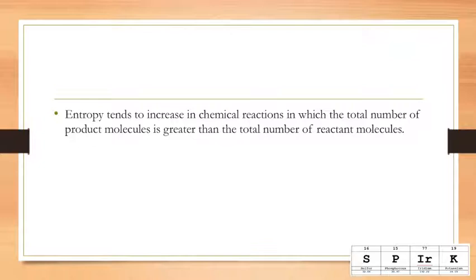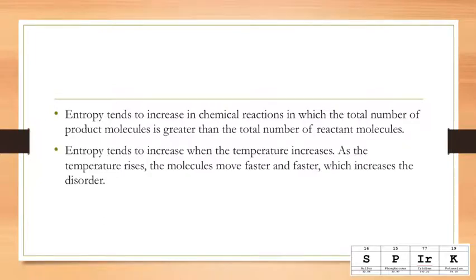Entropy tends to increase in chemical reactions in which the total number of product molecules is greater than the total number of reactant molecules. Entropy tends to increase when the temperature increases. As the temperature rises, the molecules move faster and faster, which increases the disorder.